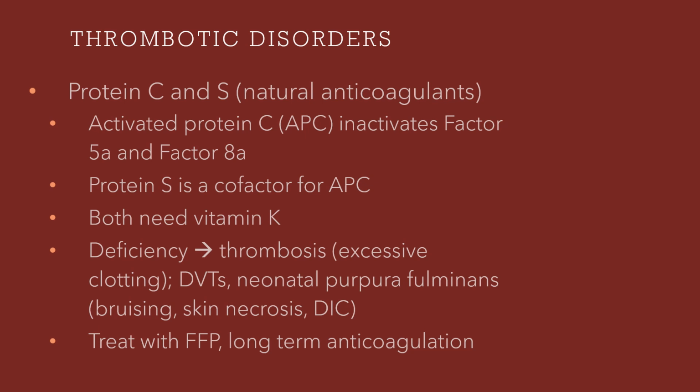If you have isolated protein C or S deficiency, this will look like thrombosis from excessive clotting, DVTs, neonatal purpura fulminans, which presents with bruising, skin necrosis, and looks like DIC. You would treat deficiency of protein C and S with FFP, and these patients often need long-term anticoagulation to prevent those clots.